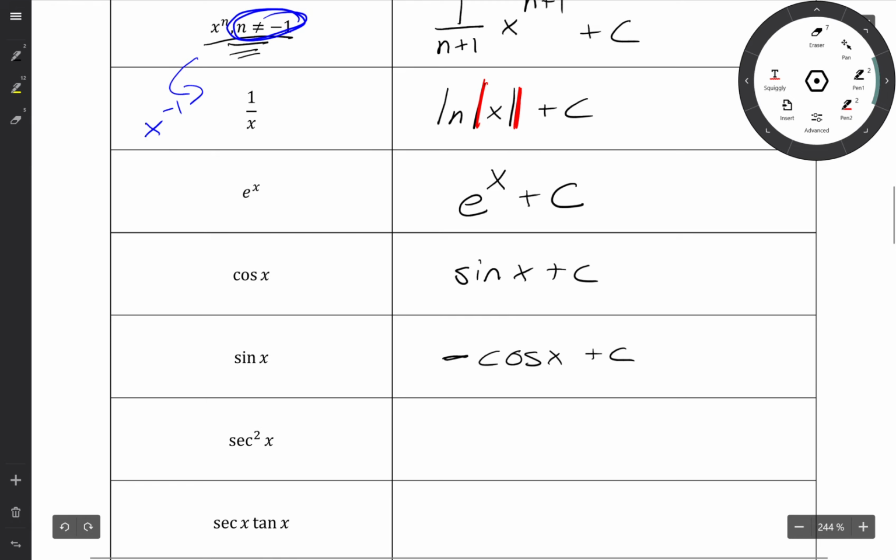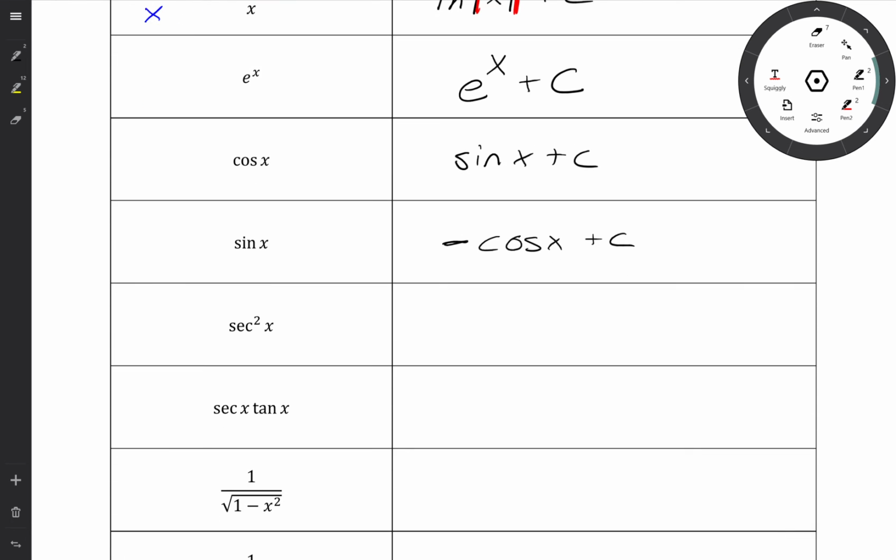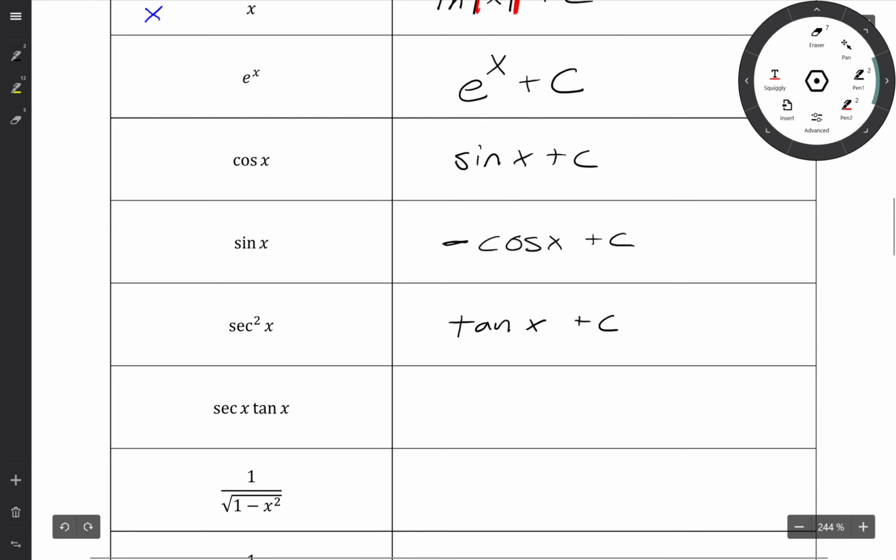And you can remember this because what's the derivative of cosine x? Well, it's negative sine of x. We need to put a negative in front to make it positive. Right, the antiderivative of secant squared of x is tangent of x plus c, because what is the derivative of tangent of x? Well, it's secant squared of x.